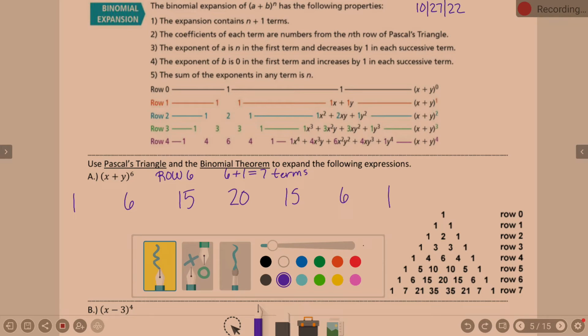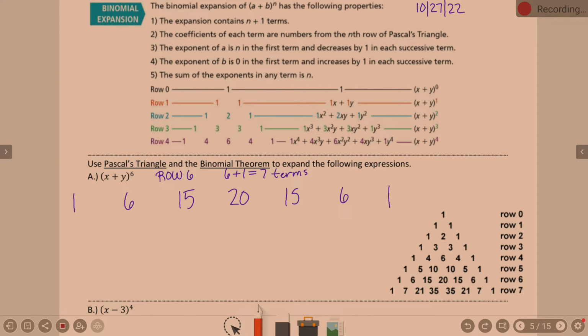I'm going to change colors here. Right, orange. Now, point 3 up there. The exponent of A is the n in the first term and decreases by 1 in each successive term. So my A spot is right here, the x, right? If we think about this as A plus B to the nth. So we're going to take the first piece, the first term in my binomial, and we're going to put it in each place.